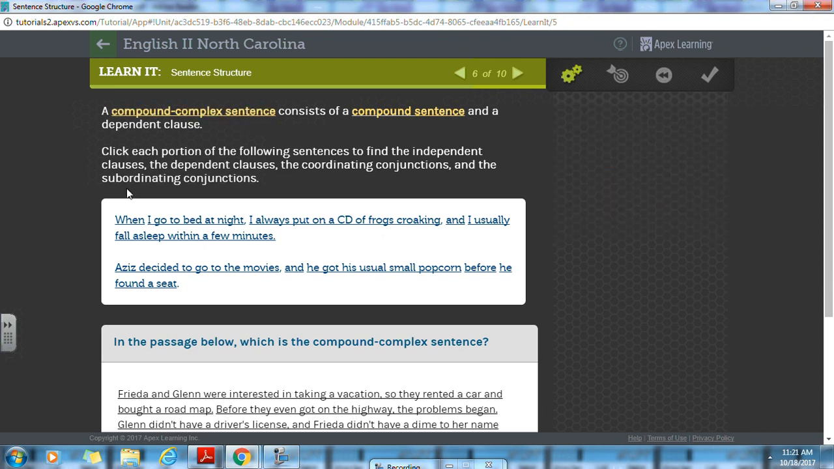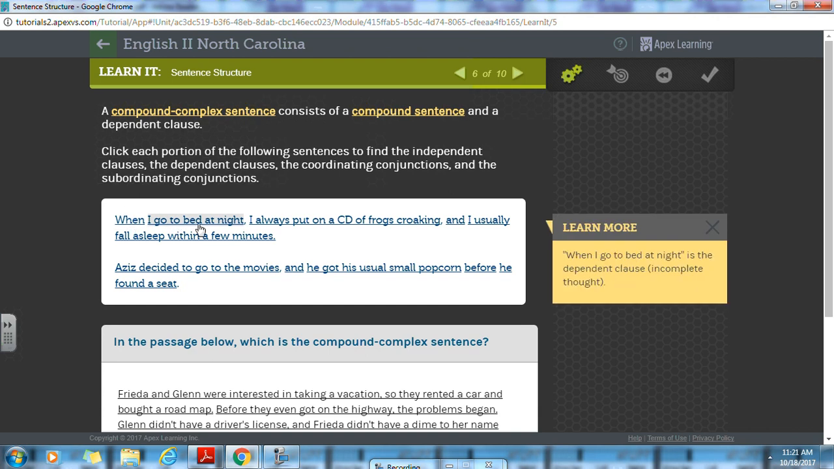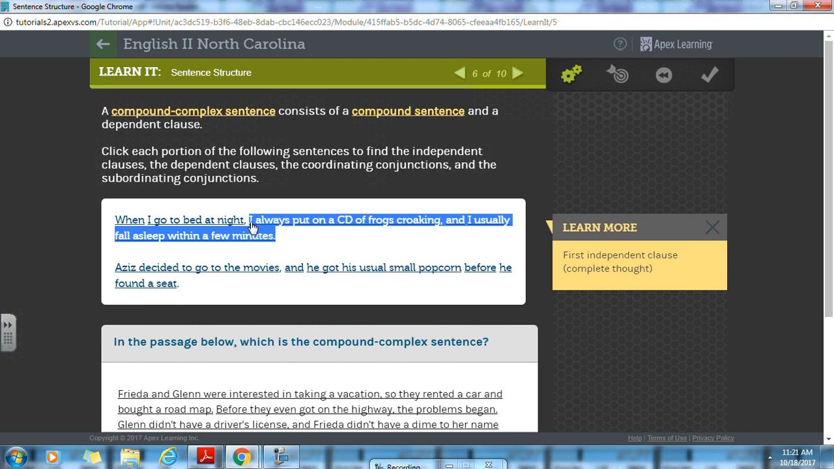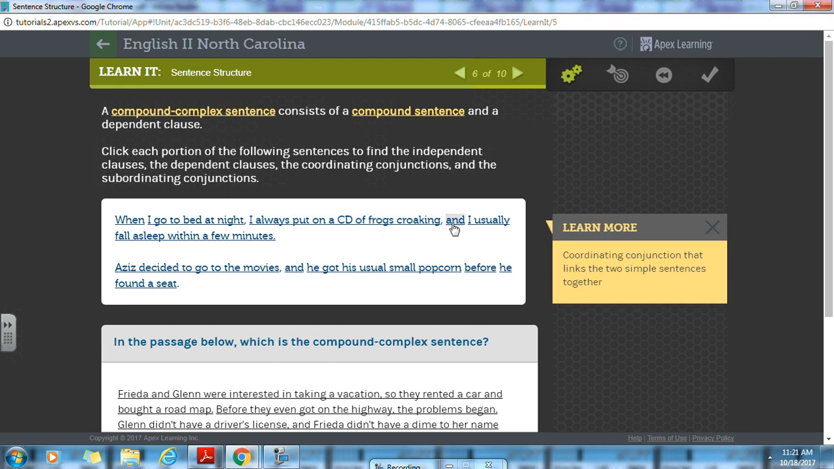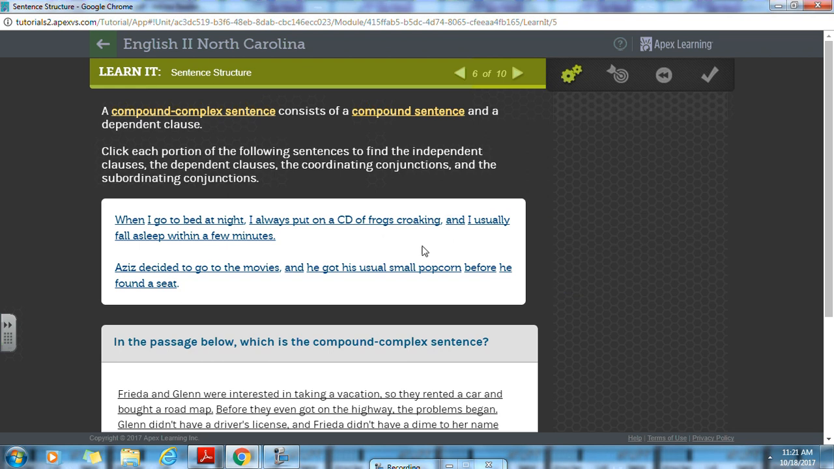So let's look at this sentence. When I go to bed at night, that's clearly my incomplete thought or my dependent clause. I always put on a CD of frogs croaking, comma, and I usually fall asleep within a few minutes. So this right here is my compound sentence. This is my first independent clause, a complete thought. This is my second independent clause, a complete thought. And then I join those two complete thoughts with one of my fanboys, because I'm joining two ideas together.